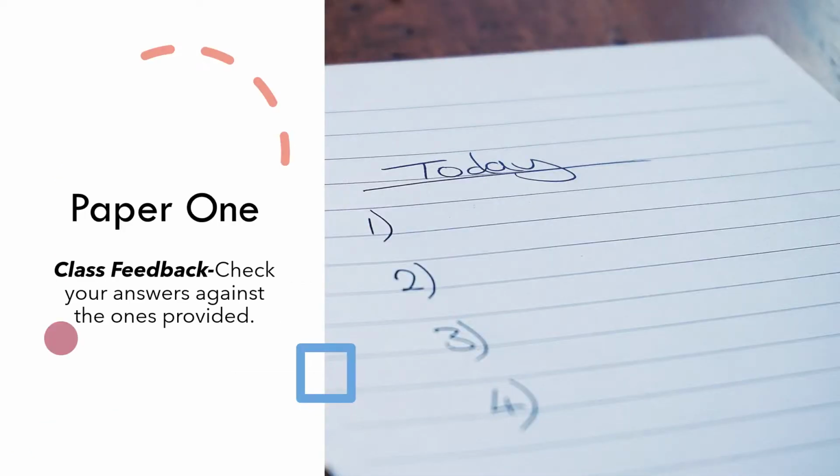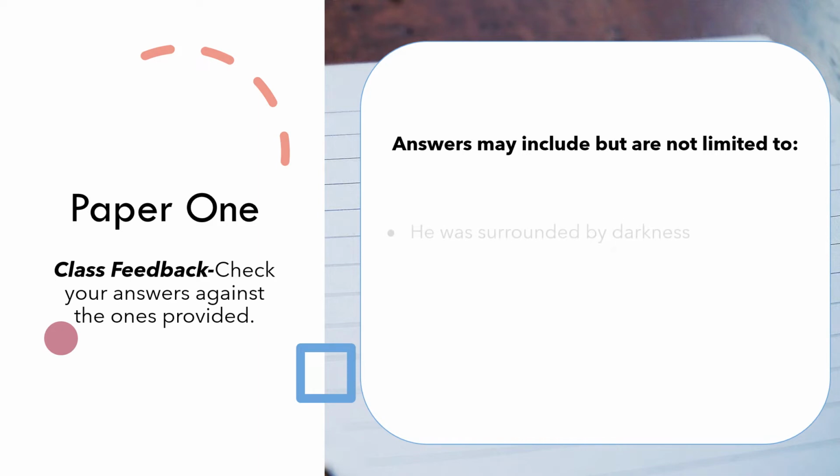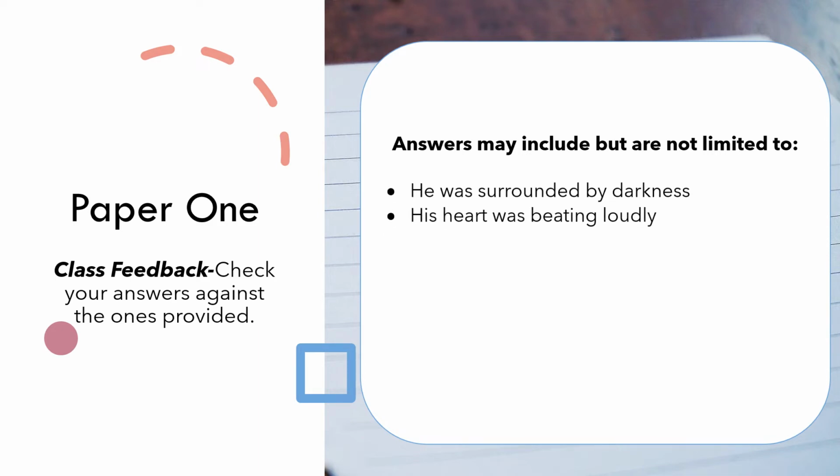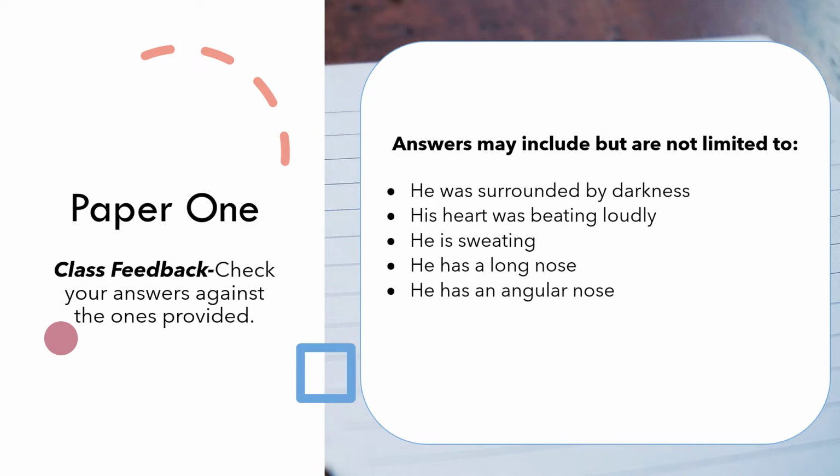Class feedback. Check your answers against the ones provided. Answers may include, but are not limited to, he was surrounded by darkness. His heart was beating loudly. He is sweating. He has a long nose. He has an angular nose. He was filled with dread.